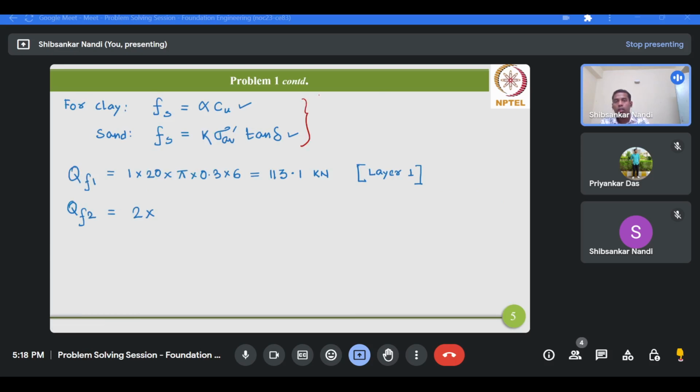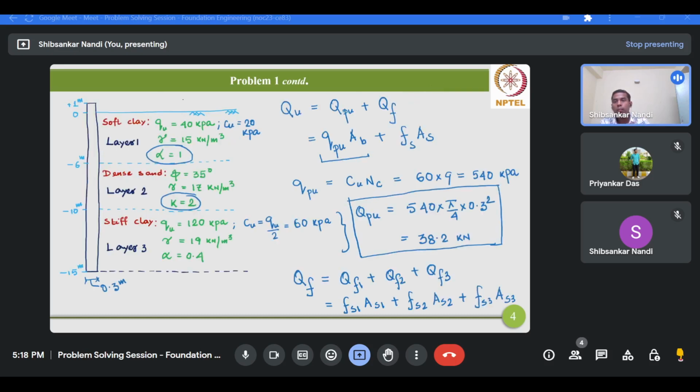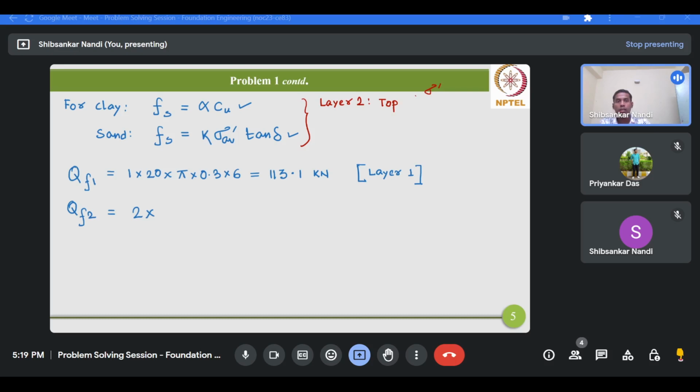So here I am calculating. For layer 2, first of all we are calculating at the top. So this is sigma V prime. For the top it will be simply gamma of the first layer multiplied by the thickness of layer 1, that is 15 multiplied by 6.